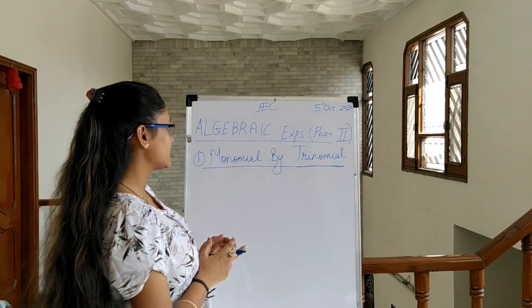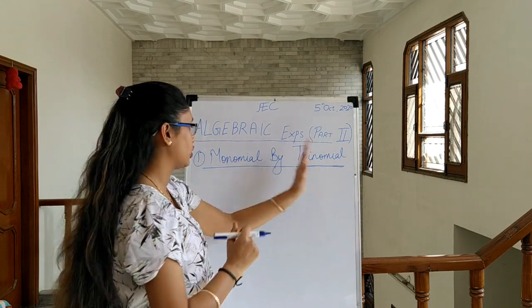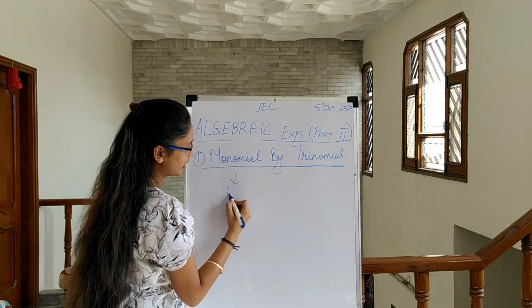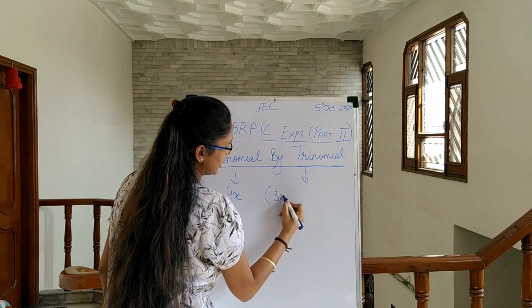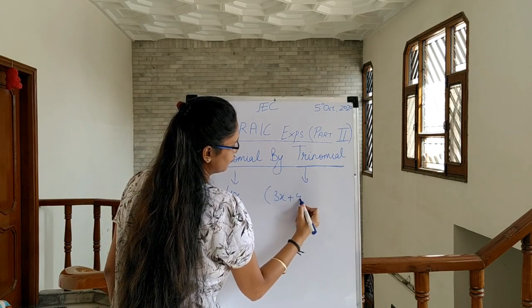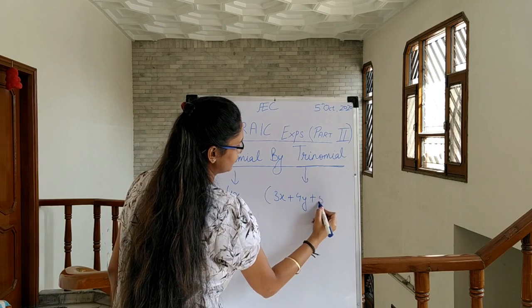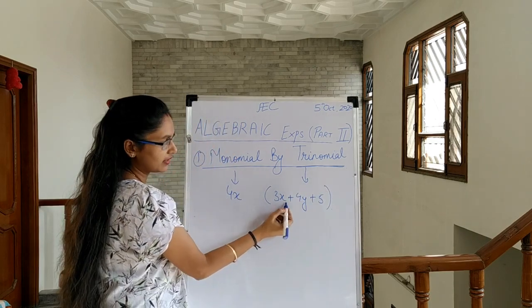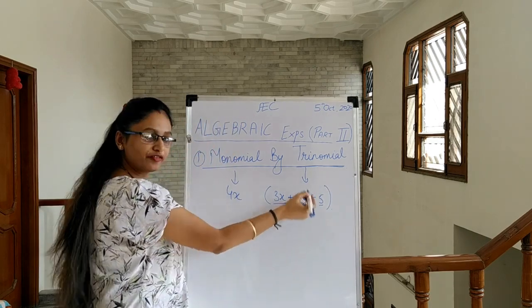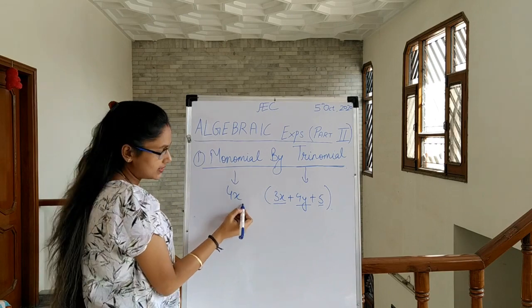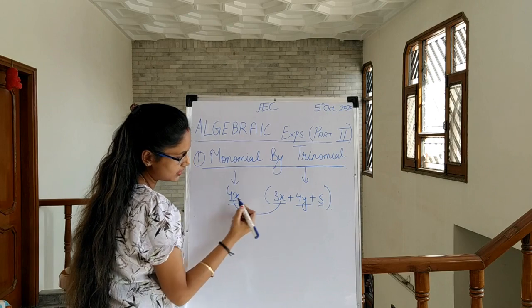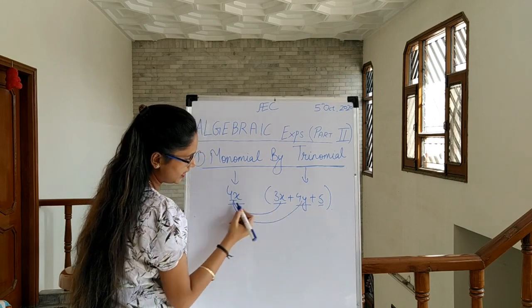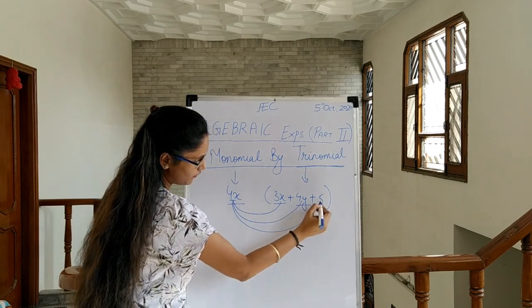Okay. Now next is we have monomial by trinomial. So monomial, let me take 4x, and trinomial can be any 3x plus 4y plus 5. So here it is 3 terms, so we have trinomial. Now again same, what we're going to do is we're going to multiply this 4x by 3x first, then 4x by 4y, and then 4x by 5.